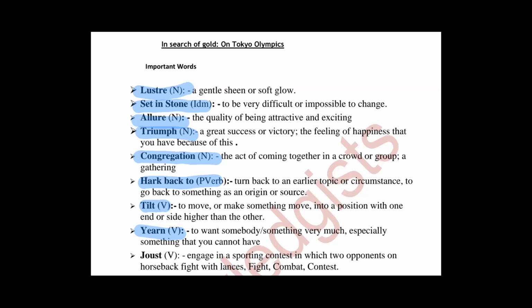And the last word is joust. Joust is a verb. It means to engage in a sporting contest in which two opponents on horseback fight with lances. Fight, combat, contest. It means a contest, mostly a fight, where two or more opponents engage in a tournament. So the synonyms are tournament, contest, combat, and the antonyms are surrendering, giving up.